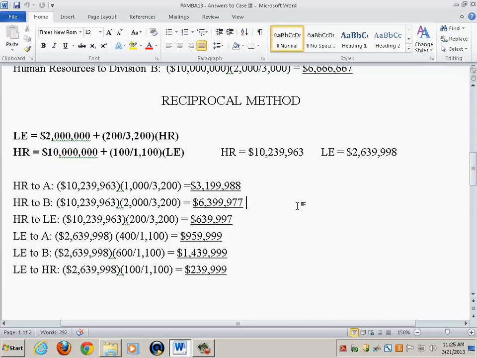So basically, note that, of course, we are allocating more. Unlike the direct method, we are allocating more than the 2 million plus 10 million that we allocated directly, because there are more costs to allocate. There are the costs of the services that each support division renders to the other support division, which make the total to be allocated larger, and resulting, these are the allocations.